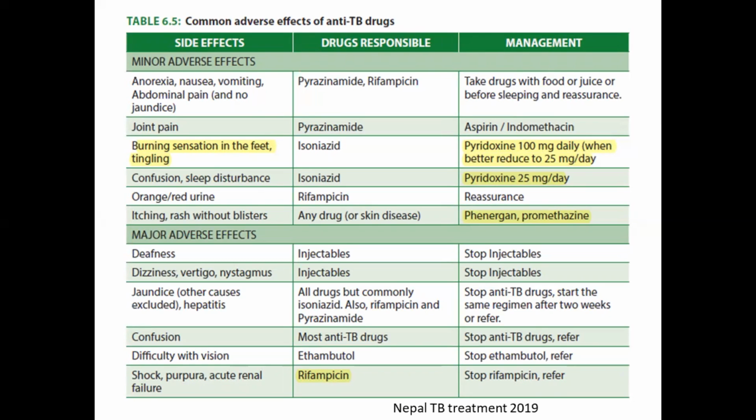And as I've told you, isoniazid causes peripheral neuropathy, that is a burning sensation in the feet. The patient will present with burning and tingling sensation in the feet. For that, you could give pyridoxine 100 milligrams daily. And if the patient has developed confusion or sleep disturbance, you can also give pyridoxine.